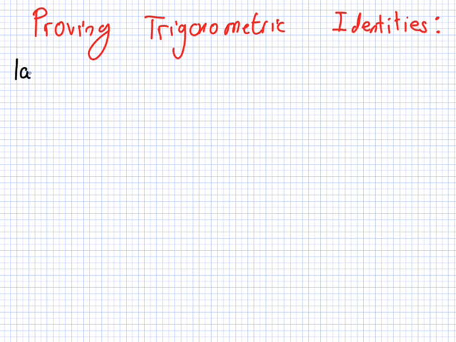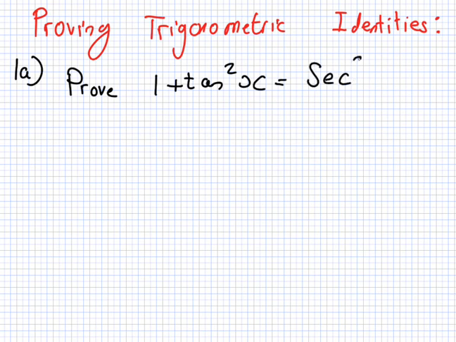So 1A, for example, would say prove 1 plus tan squared x equals sec squared x. So there's basically two approaches you can take. You can start at the left and try to get to the right, or you could start at the right and try to get to the left. Or actually, sorry, there's three ways. Or you could take both sides together and try to get to something which is definitely true.